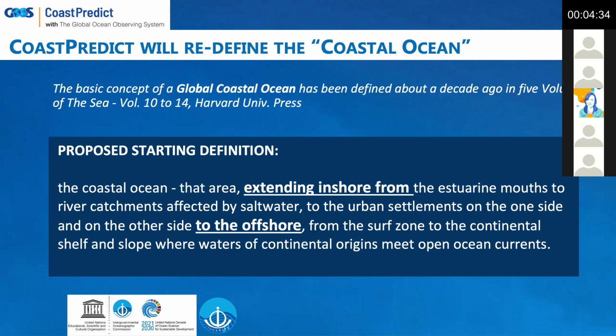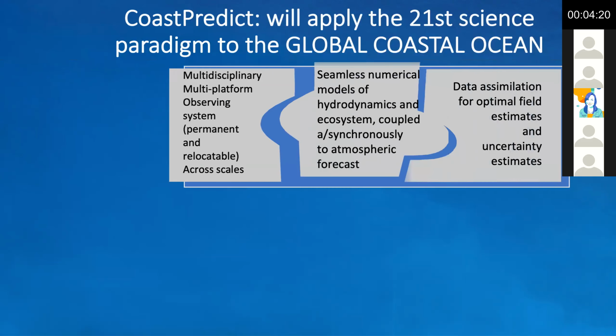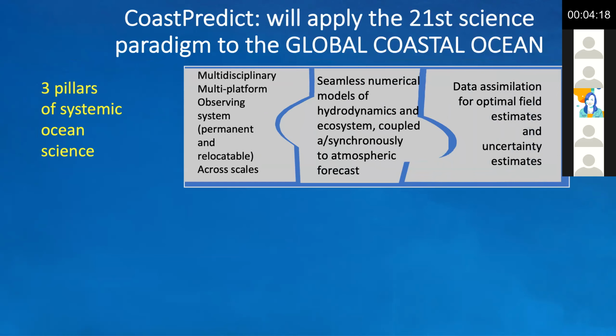And we think that CoastPredict will contribute to a scientific redefinition of the global coastal ocean. So CoastPredict will try to apply the 21st century science paradigm to the global coastal ocean. What is it? It is systemic ocean science, which includes the observing system, the numerical models, and the data simulation.